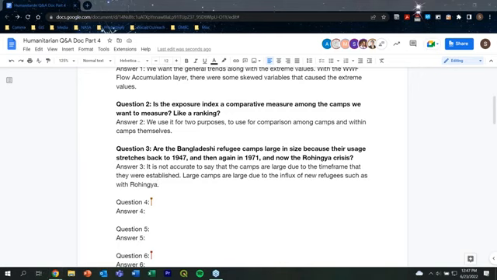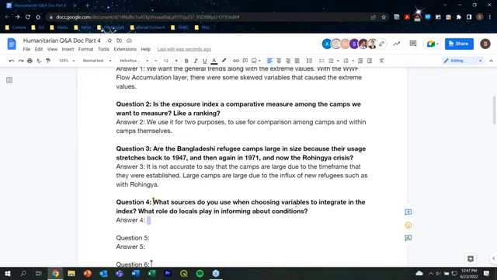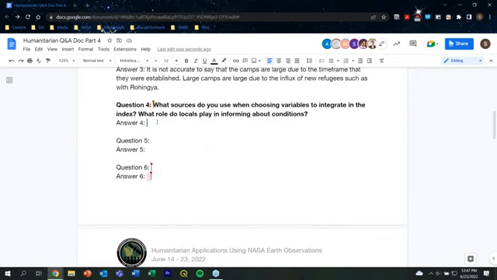All right, question number 4. What sources do you use when choosing variables to integrate in the index? What role do locals play in informing about conditions?